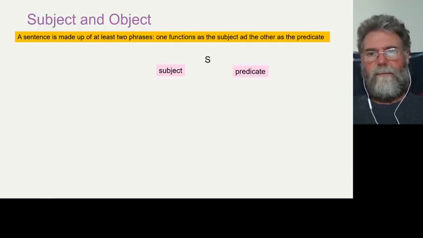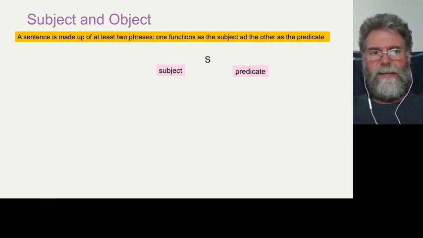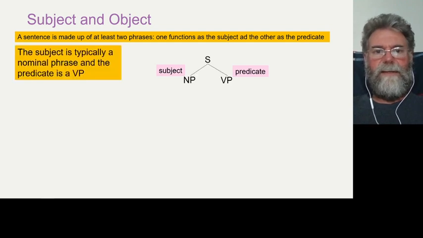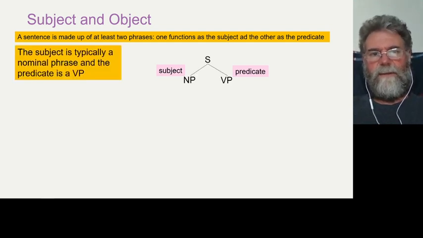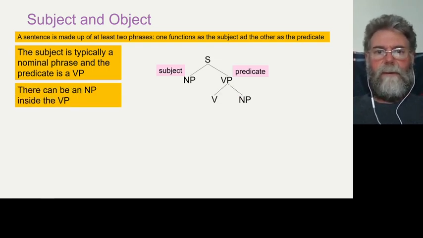Let's first remind ourselves what we said about syntactic structures. We've said that a sentence is made up of at least two parts. One of those parts, the first one, functions as the subject of the sentence, and the other one is the predicate. Now, typically, the subject comes out as being some sort of nominal phrase, and the predicate is a verb phrase.